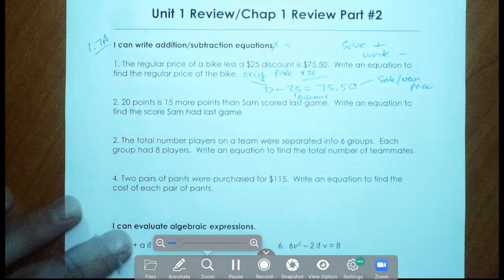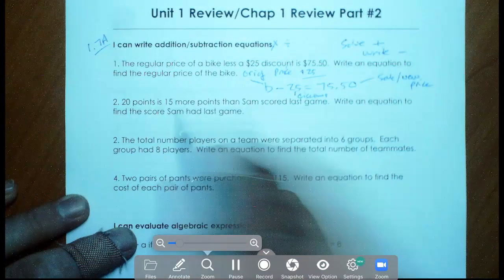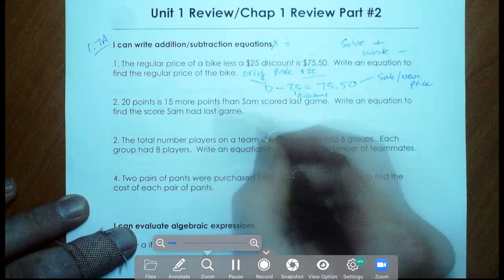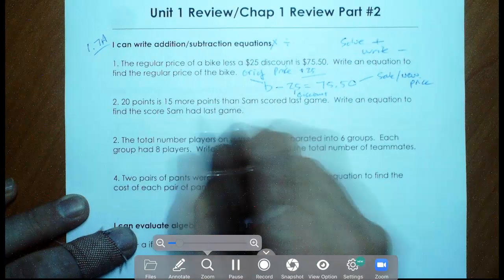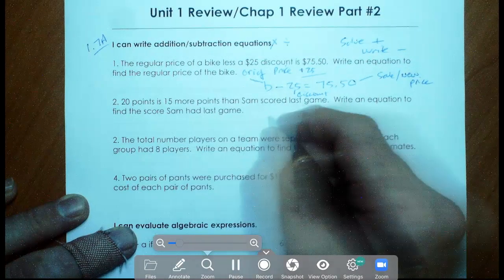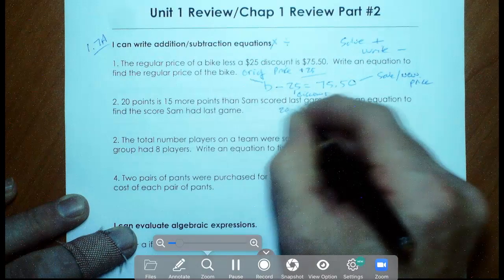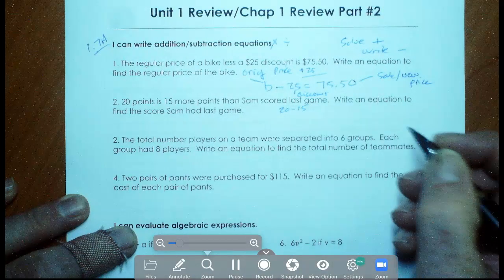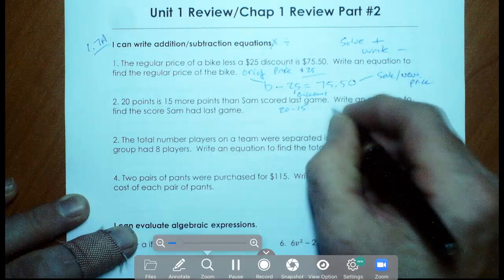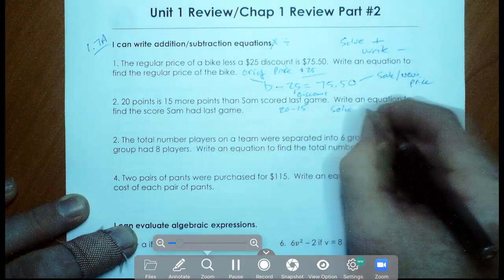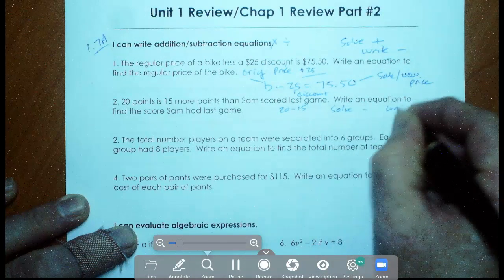Okay, this next one. 20 points is 15 more than Sam scored last game. Write an equation to find the score Sam had last game. So we would go 20 minus 15, correct, to solve it. So if we solve it with subtraction, we're going to write with the opposite operation, which is plus.